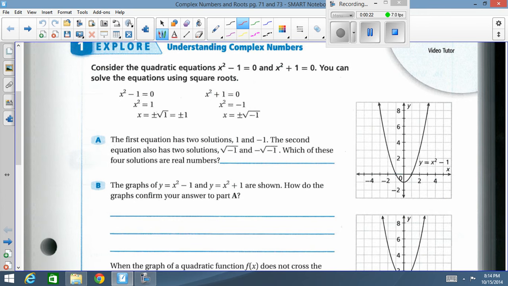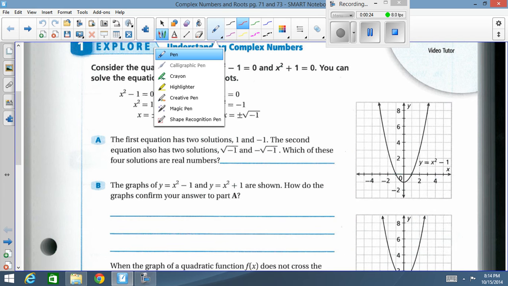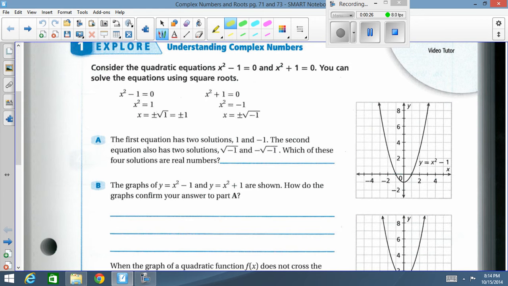So there are two different quadratic equations we are going to consider here. The first one we're going to consider is the quadratic equation x squared minus 1 equals 0. The second one we're going to consider is x squared plus 1 equals 0. You can solve each of these by using square roots.